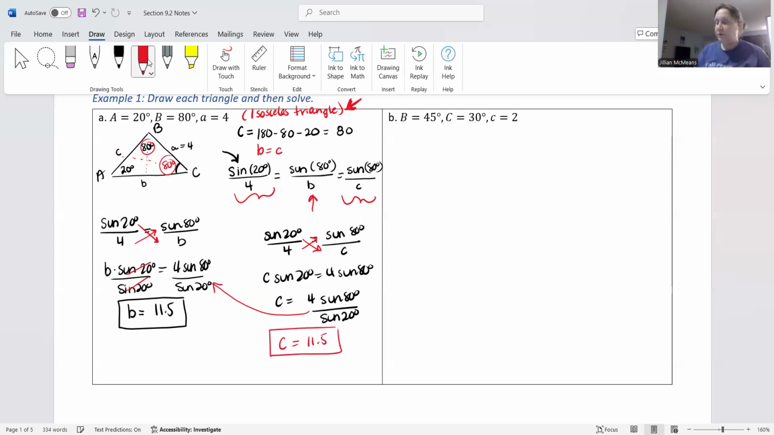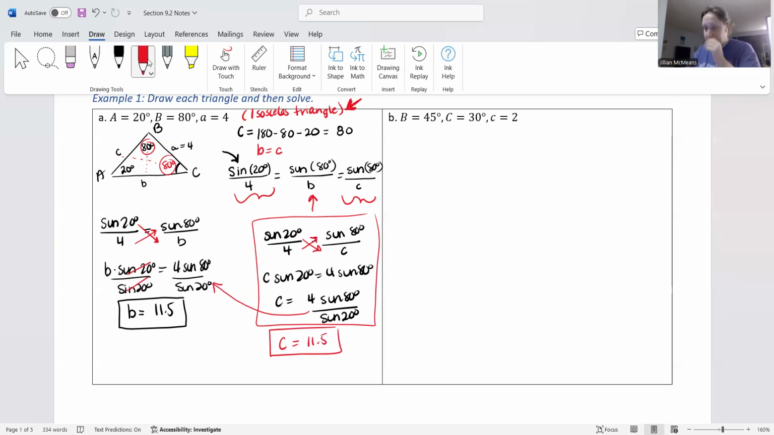And so you didn't really have to do this work. You didn't actually have to do any of this. If you could have acknowledged that you had an isosceles triangle, you knew that this had to be the length of side C. Now, if you forget, you can do the work. You're just going to get the same answer.